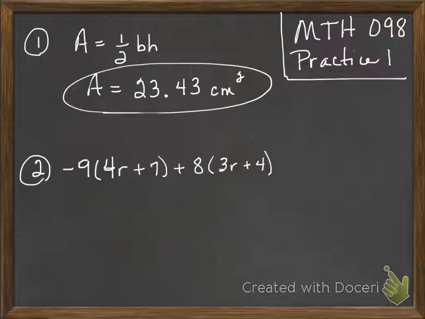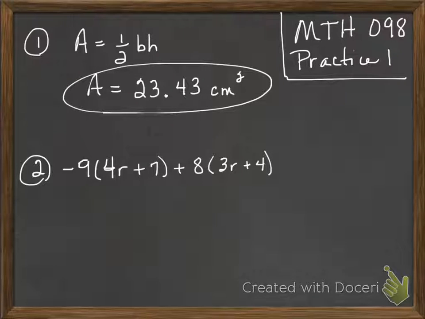Alright, at number 1, they're giving you the base and the height of the triangle, and you're just going to plug the base and the height into the formula. You can change 1/2 to a 0.5, and just do 0.5 times the base times the height that's given in your problem, and you should get 23.43 centimeters squared.